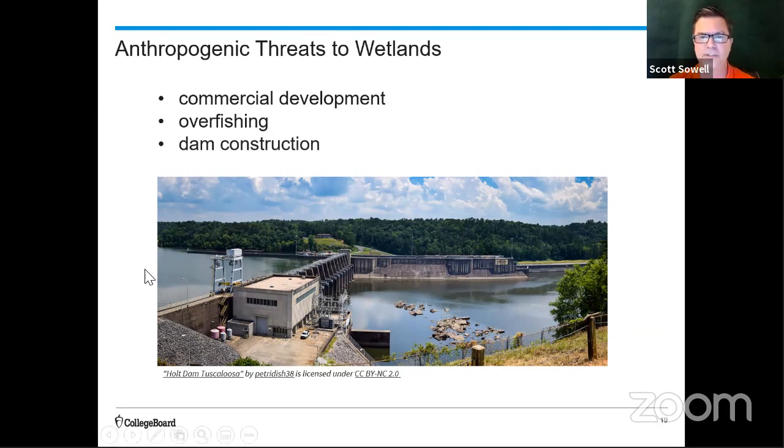And of course, like the picture says here, a dam. A dam is clearly going to disrupt the natural flow of the water and therefore probably alter the locations of wetlands. It might destroy wetlands in some places, or even maybe above the dam in the reservoir, it creates additional wetlands. But it's definitely a threat to the natural distribution of wetlands.